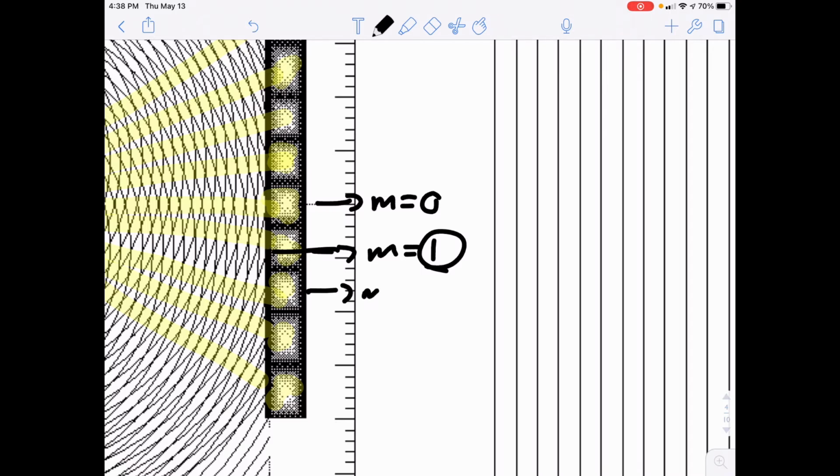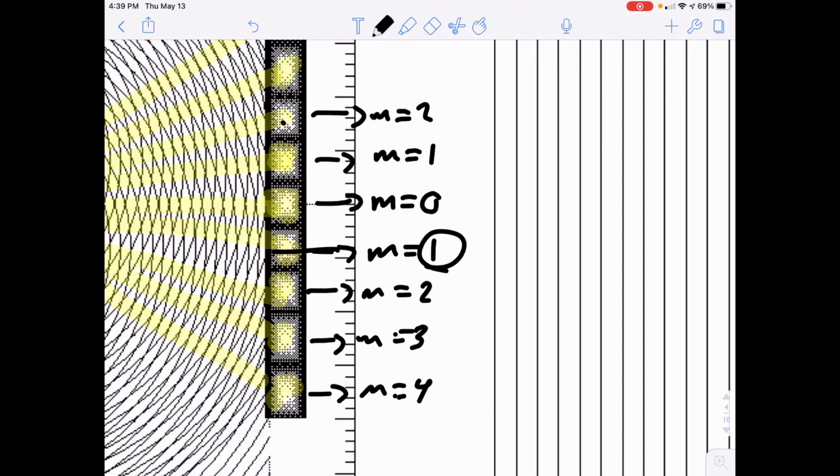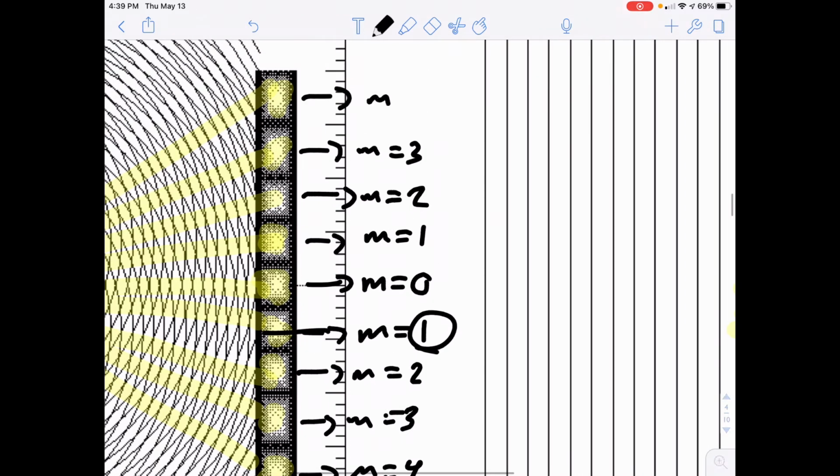Here, this is m equals 2. It's the second bright fringe. This one's m equals 3, and so on and so forth. M equals 4. And the same pattern applies on the other side. This is m equals 1 because it's one bright fringe away from the central maximum. This is m equals 2 because it's the second bright fringe away from the central maximum. This is m equals 3. This is m equals 4.